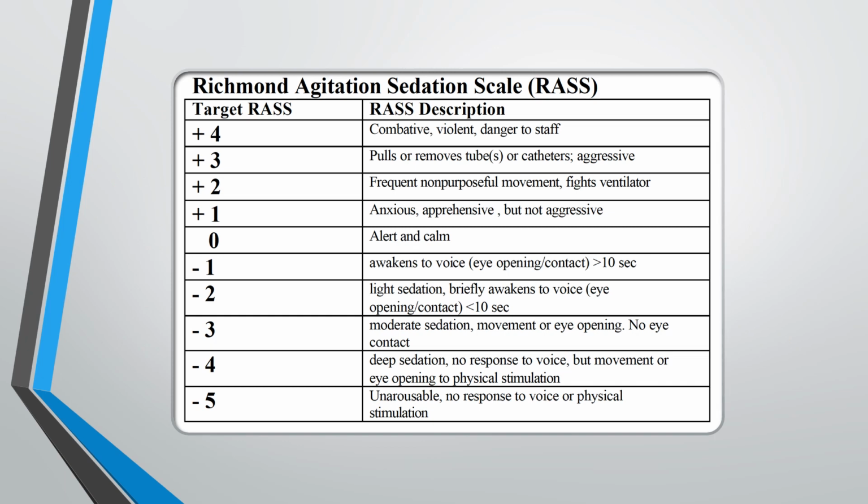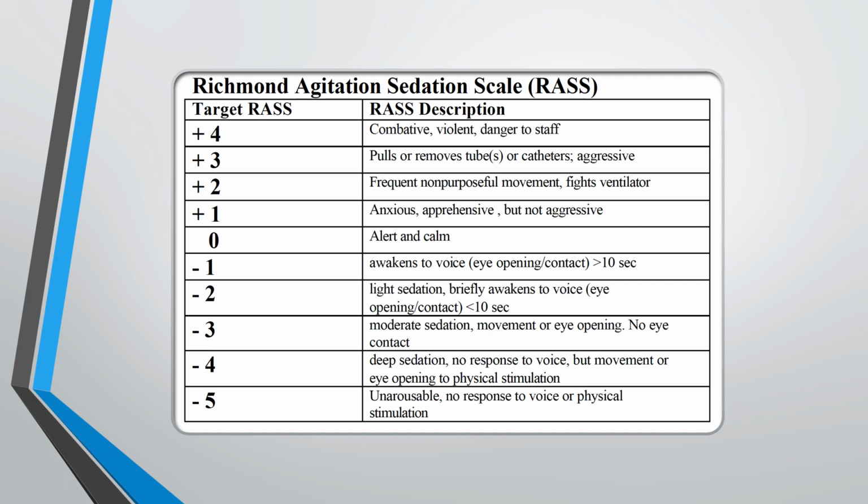So this is the Richmond Agitation Sedation Scale. We have the RASS score and then the description. A +4 is combative, violent, a danger to staff. A +3 pulls or removes tubes or catheters, is aggressive. +2 is frequent non-purposeful movement. If they're on a ventilator, they're breathing against it, fighting the ventilator. +1 is anxious, apprehensive, but not aggressive. A 0 is alert and calm.